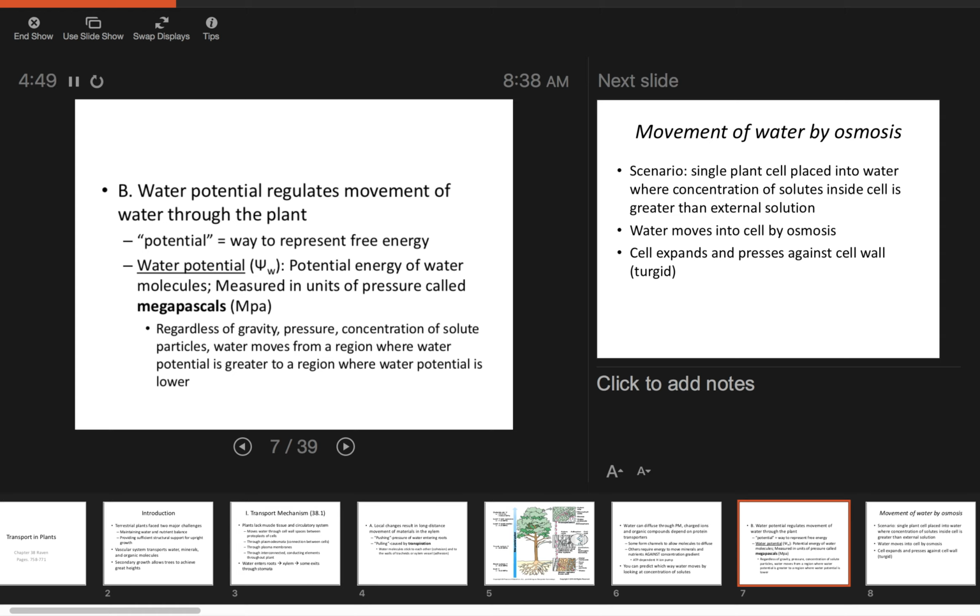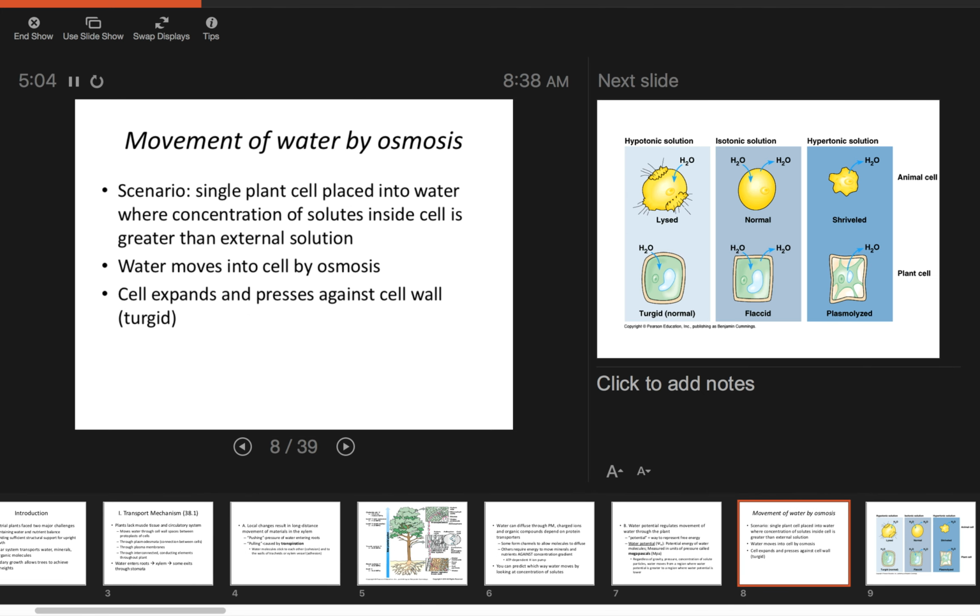So regardless of gravity, pressure, or concentration of solute particles, water moves from a region where water potential is greater, so high concentration, to a region where water potential is lower, high to low. So we have osmosis, movement of just water from high to low, based on the concentration of solutes inside the cell as well as outside.